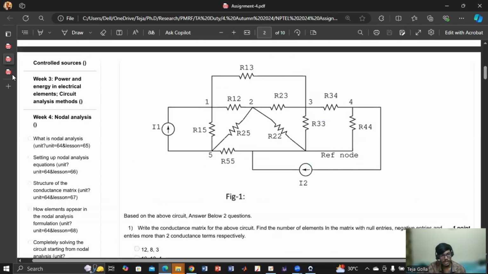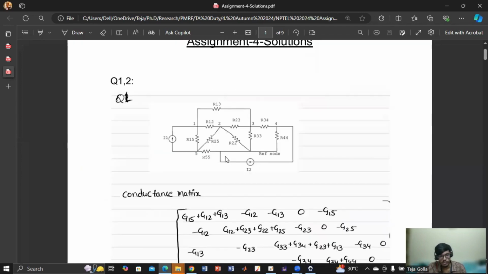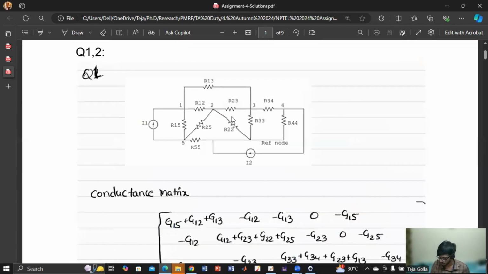So similarly, if you consider this as a 5 cross 5 matrix, because how many nodes are there? One node, second node, third node, and fourth node. And this is the reference node, so this is the fifth node. So it will be a 5 cross 5 matrix. Agree?